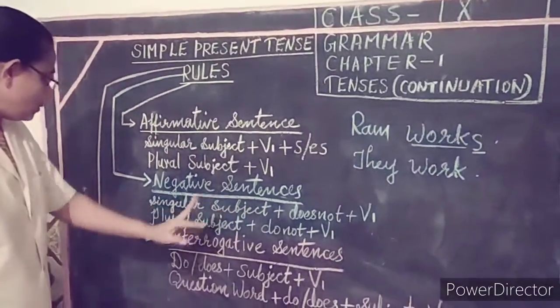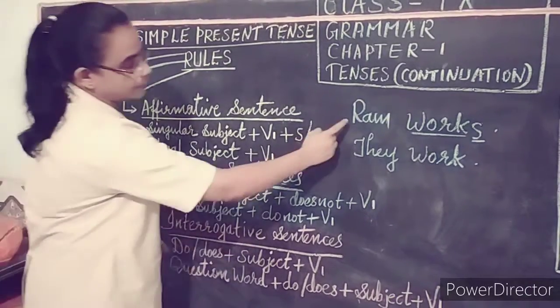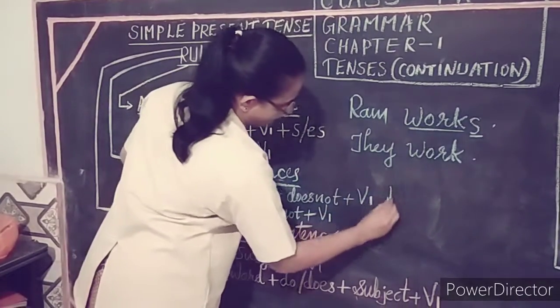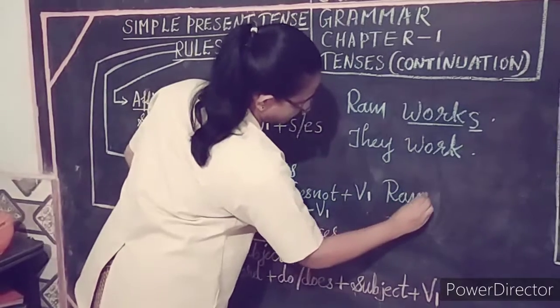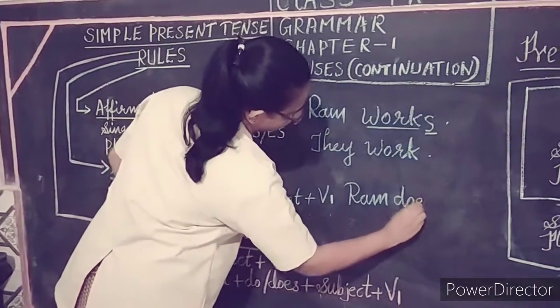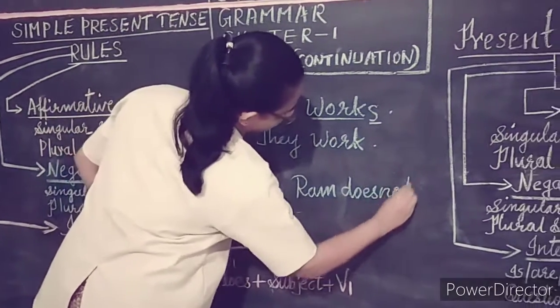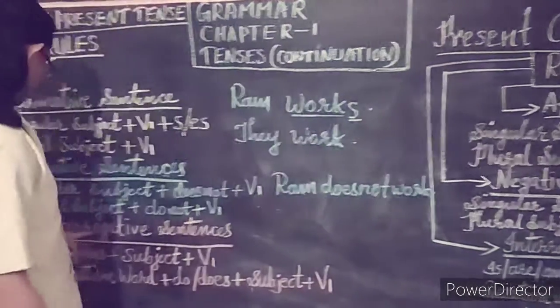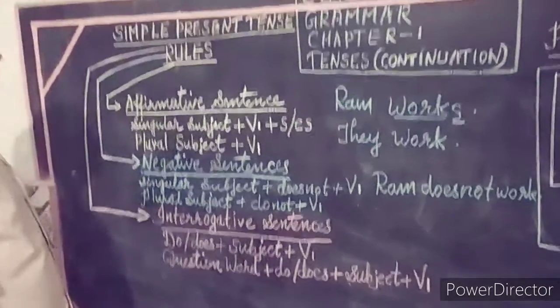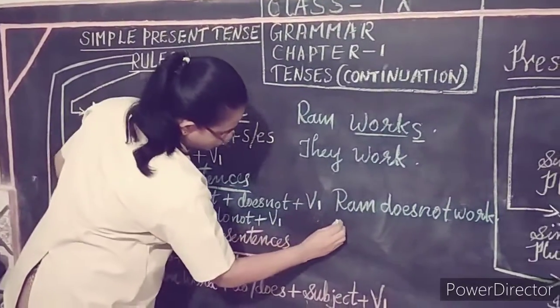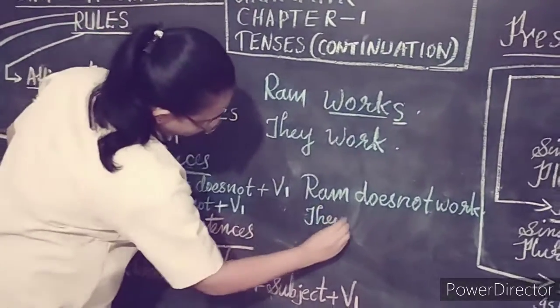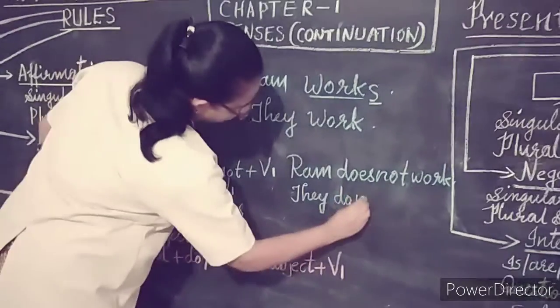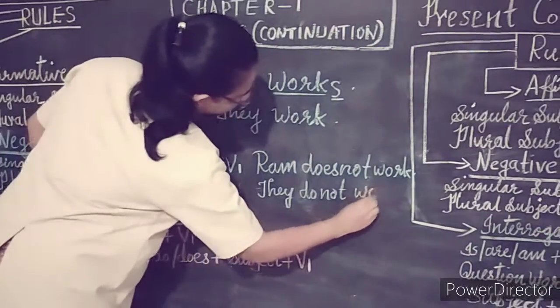Why? Because the subject is plural. Now let us see negative sentences. With the same example, Ram does not work. And what about the plural subject? They do not work.